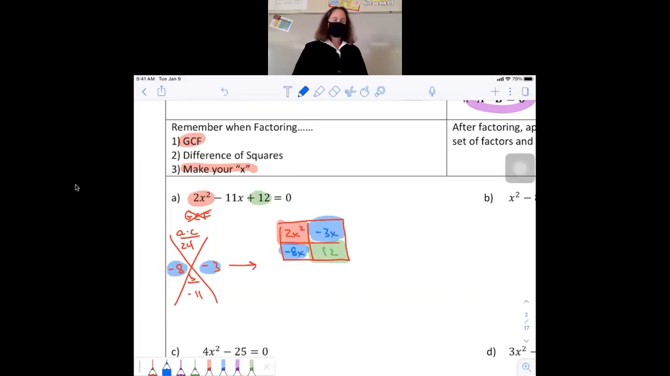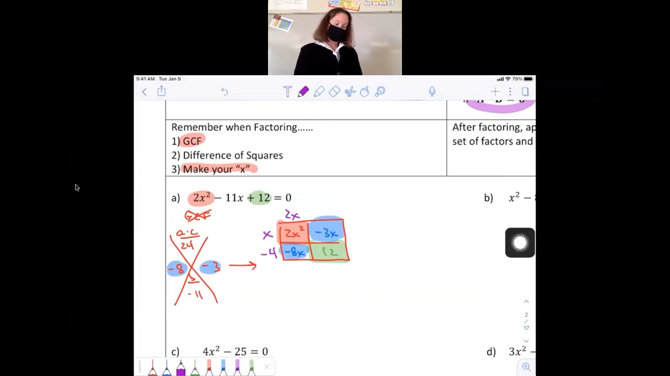Perfect. But you do have to include the x's. So negative 8x, and it doesn't matter which one goes where. And now you just look for your greatest common factor for the columns and the rows. So what's the greatest common factor between 2x squared and negative 3x? That's just x. What's the greatest common factor between negative 8x and 12? It is 4, but remember, keep the negative because that's the one that's closest to that. The negative 8x is closer to that spot, and so keep the negative.